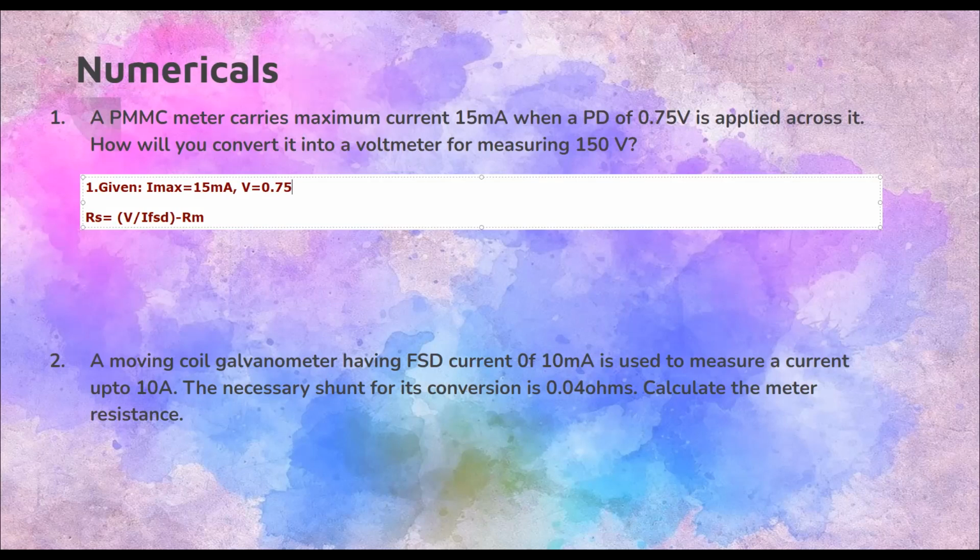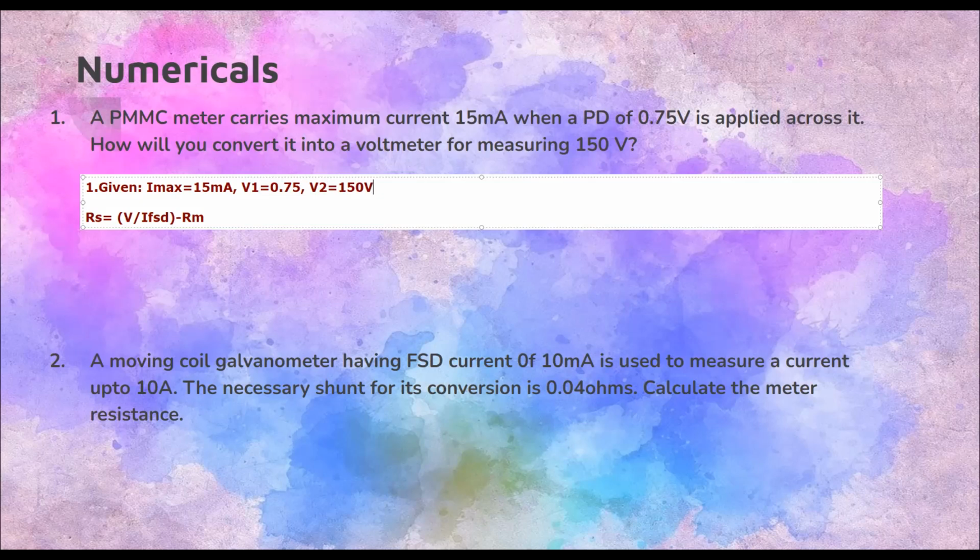Voltmeter. How will you convert it into a voltmeter for measuring 150 volts? Fine. For 150 volts, I will call the first one V1 and I will take V2 as 150 volts. Fine. So I think I have listed everything.